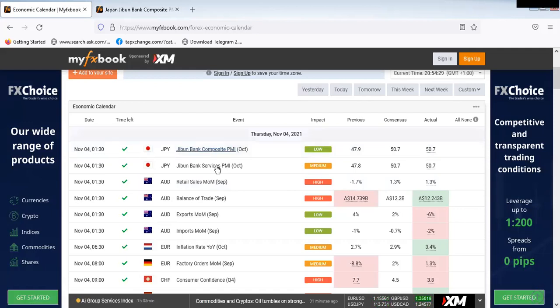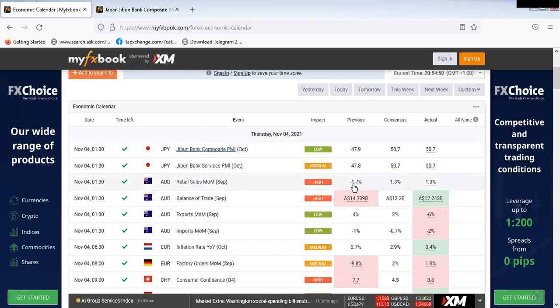Look at this now. If you have AUD, high, and you have previous, which is the value before the actual. Consensus is the fixed percentage or the fixed value. If you have 1.3 and you have 1.3 here, you can see that my actual is better than my previous. Why?